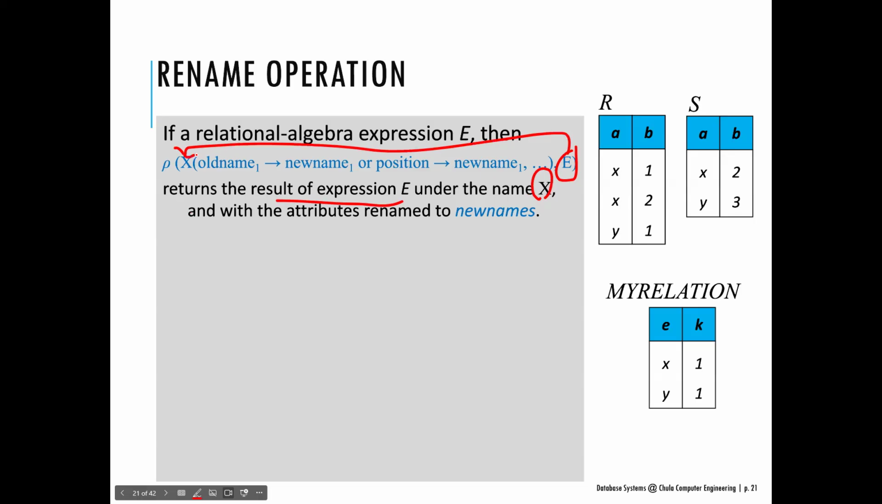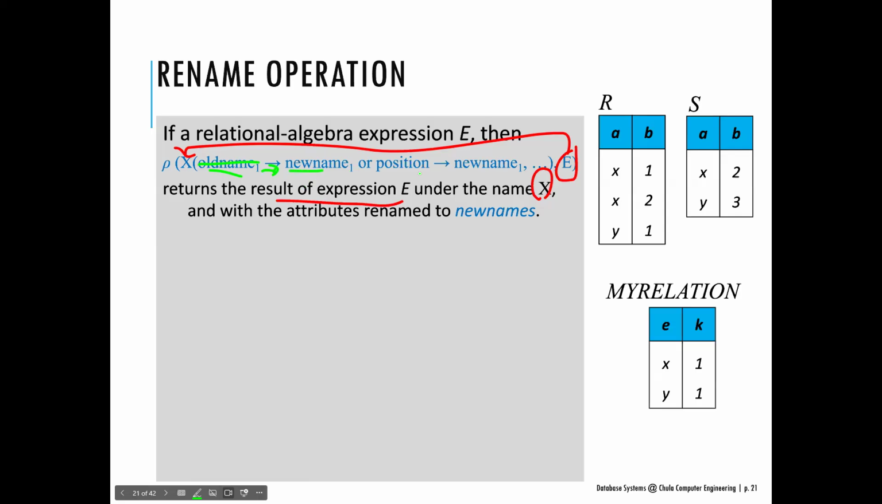That is the name of the expression E, whatever the expression E is; you will see the example soon. However, if you want to rename just the attribute, here's how to do it. You can say the old name, and you change it to the new name using the right arrow. So the right arrow will give you the new name.